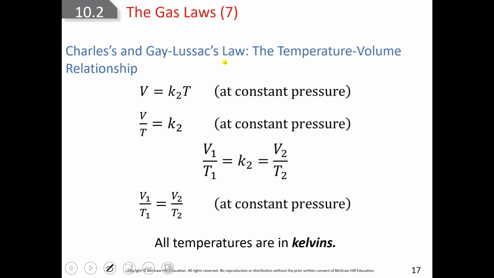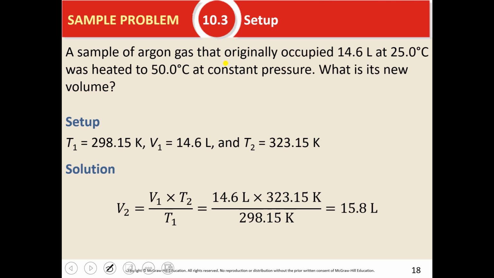So Boyle had a constant temperature, and pressure and volume were changing. Charles and Gay-Lussac's law is volume and temperature are changing, but the pressure is remaining the same. So we can say that V1 over T1 equals V2 over T2. Similar setup to Boyle's law, but now because it's directly proportional, it's V1 over T1 equals V2 over T2. And all the temperatures must be in Kelvin.